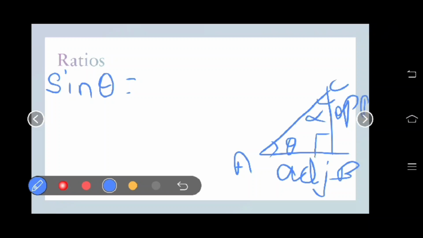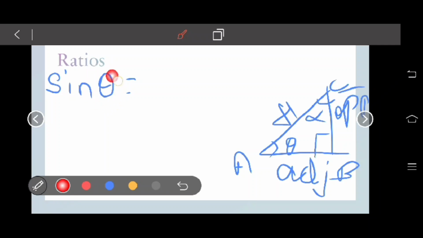And this CB is the opposite. Why is it opposite? Because theta lies here and this line CB is opposite to theta. And what is this one called? It is the longest side of a right angle triangle, and it is called the hypotenuse. So now let's derive sine, cos, tan, cosecant, secant and cot thetas. These are all thetas. If you want it as alpha, you can replace theta with alpha.